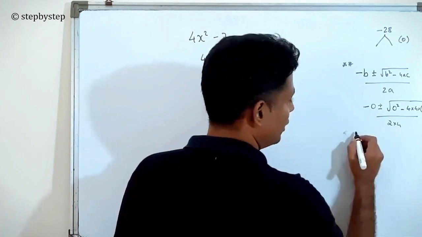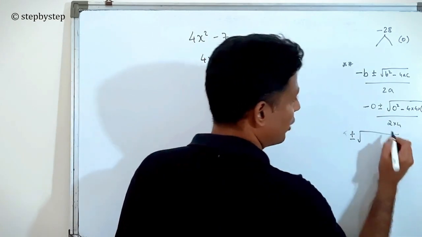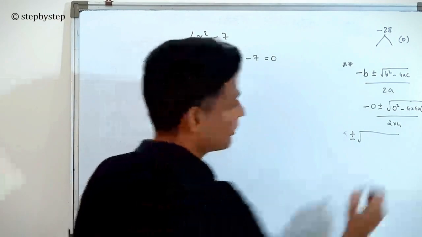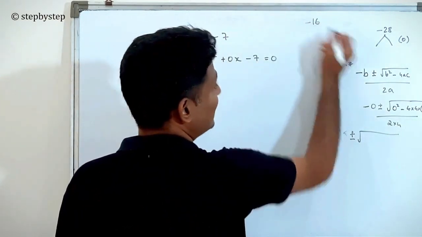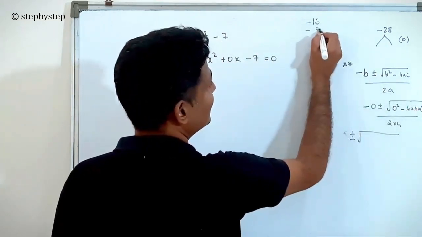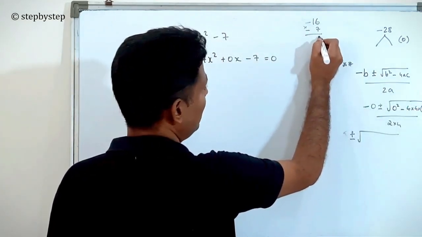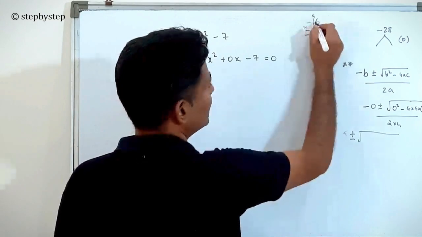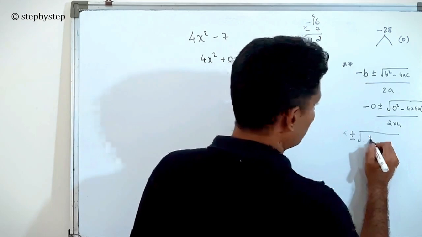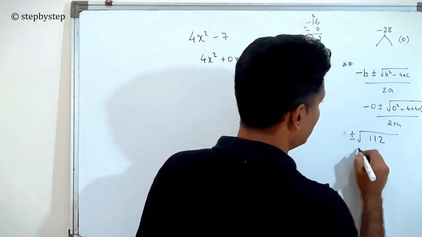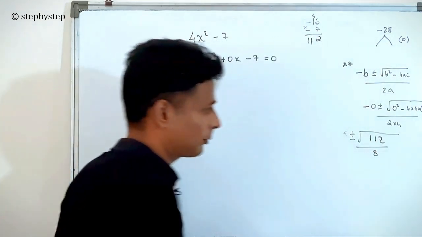So now minus 0, 0 is 0 itself. So what do I get? Plus or minus root of b square, 0 square is 0. Minus 4 into 4, minus 16, minus 16 into minus 7. Right? 7 6s are 42, 4, 7s are 28, so 112. Minus into minus becomes plus. So the root of 112 by 8.